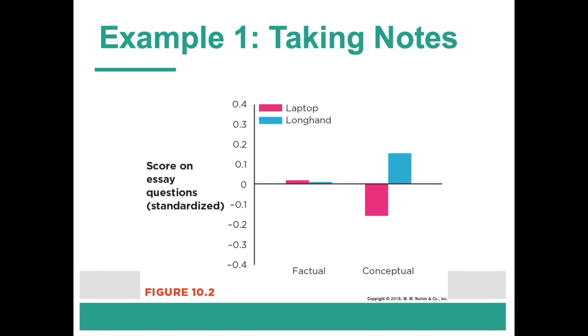So the results are right here, showing both groups had a very small positive effect. So both laptop and longhand for factual knowledge. But when it came to conceptual, the laptop group scored really poorly, while the longhand group did very well. So in this case, everything about what the individuals experienced was controlled. They were either given a laptop or notebook and pens. That is one of the things that makes it an experiment. The researchers controlled their conditions.